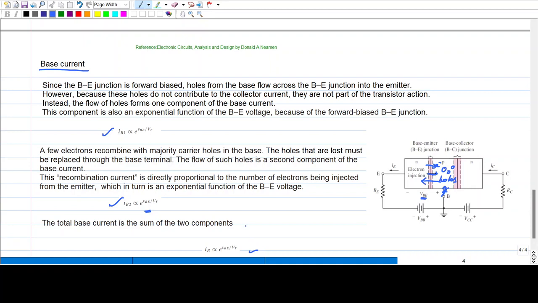So in this video, we have seen the basic operation of the bipolar junction transistor and the current equations for emitter, base and collector. In the next video, we will see the NPN transistor in CE configuration.